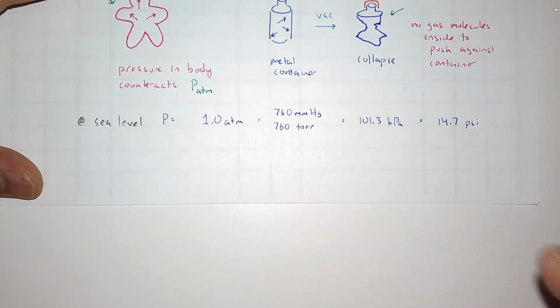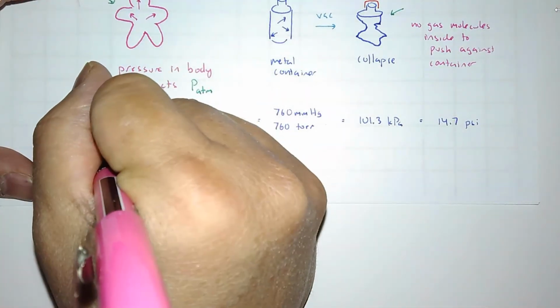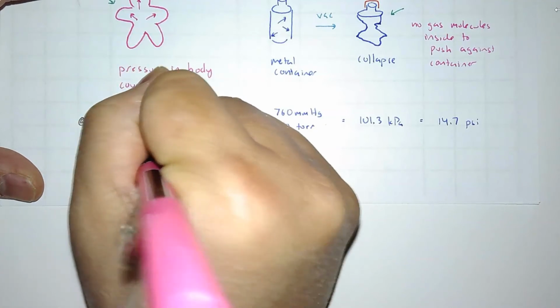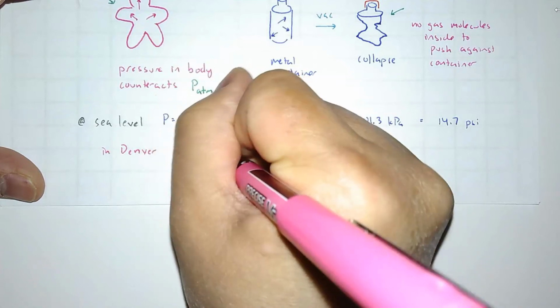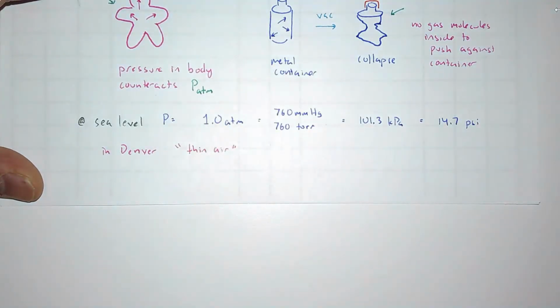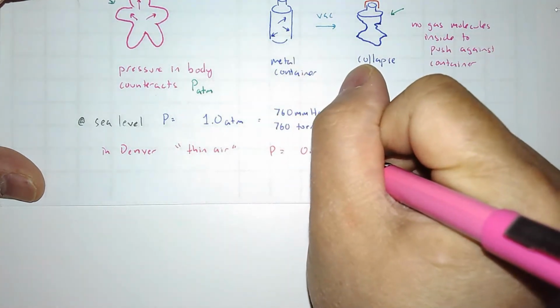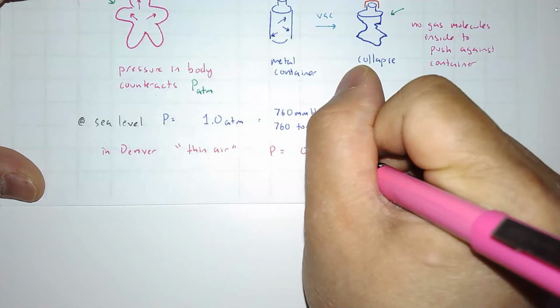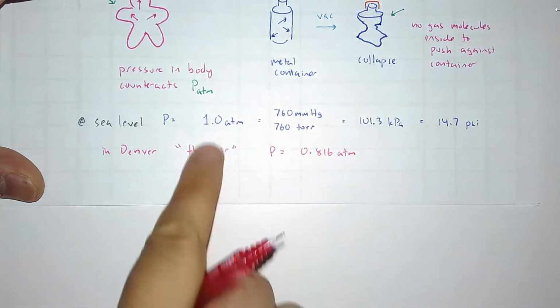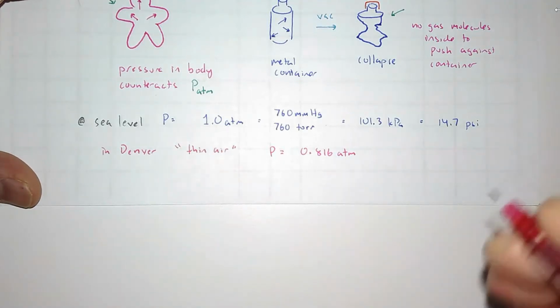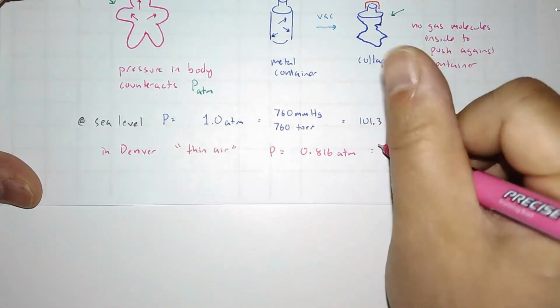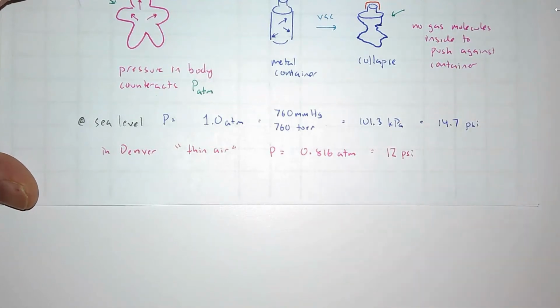Okay, so that's at sea level. Let's go up in elevation. So in Denver, you know that in Denver you have thin air. Okay, it's hard to breathe. The P there equals 0.816 ATM. Okay, so it's less. As you go higher in elevation, the atmospheric pressure drops, and then maybe in PSI, let's do that. That's actually 12 PSI. Okay. So you can see the difference there.